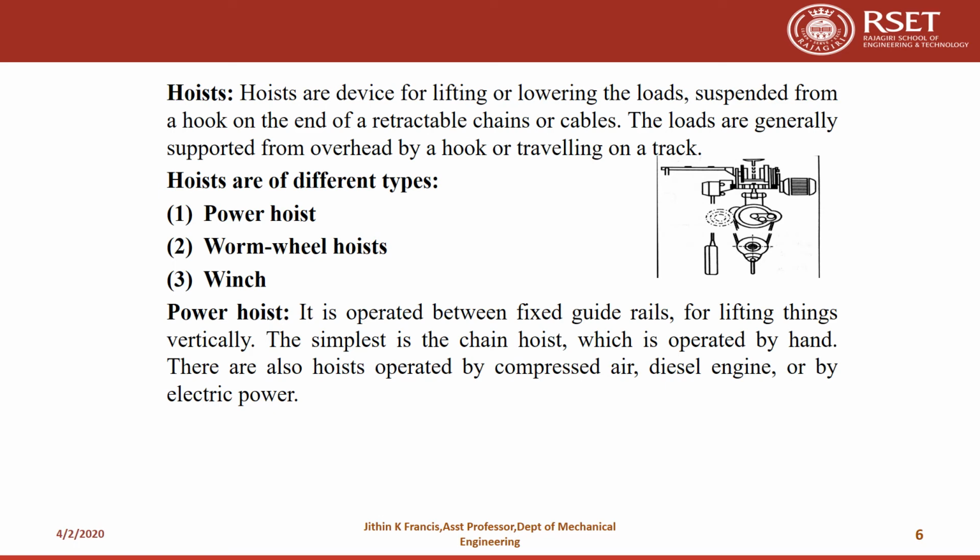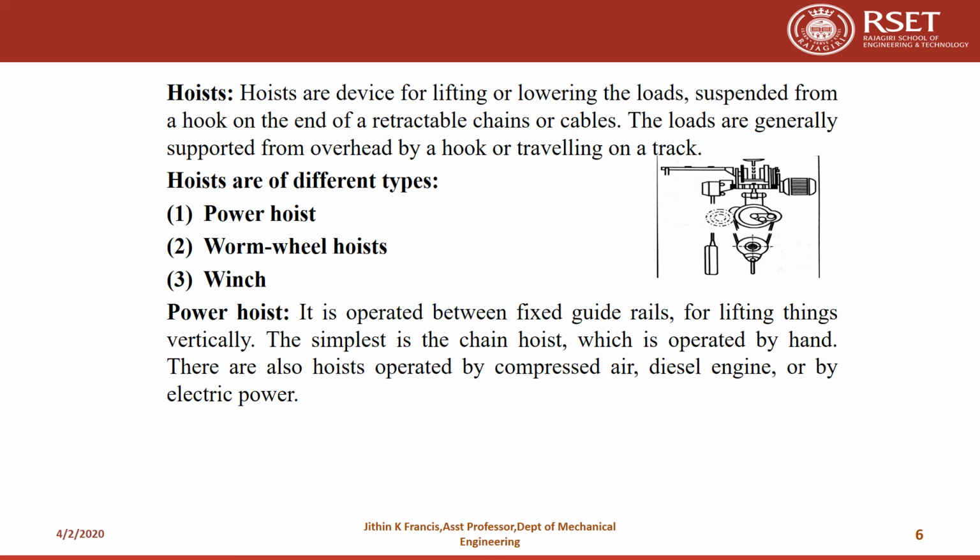Hoists are devices for lifting or lowering loads suspended from a hook on the end of a retractable chain or cable. The loads are generally supported from overhead by a hook or traveling on a track. Now, there are different types of hoist. First one is the power hoist, then the worm wheel hoist, and third one is the winch.